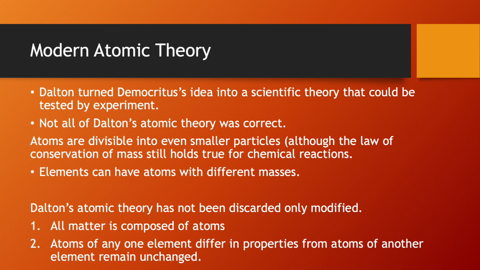The modern atomic theory: Dalton turned Democritus' idea into a scientific theory that could be tested by experiments. Not all of Dalton's atomic theory was correct. Atoms are divisible into smaller particles, although the law of conservation of mass still holds true for the chemical reaction. And elements can have atoms with different masses. Dalton's atomic theory has not been discarded, it's just been modified. All matter is composed of atoms, and atoms of one element differ in properties from atoms of other elements, remaining unchanged.